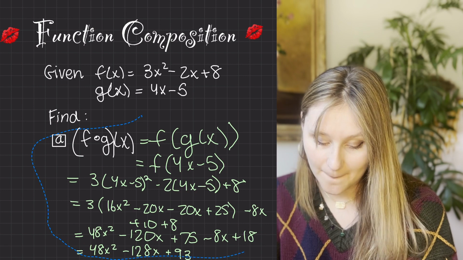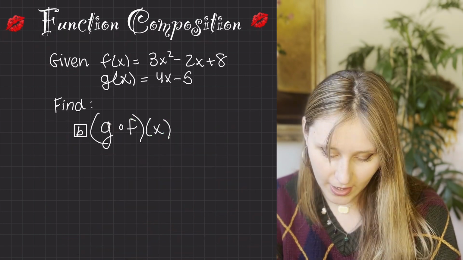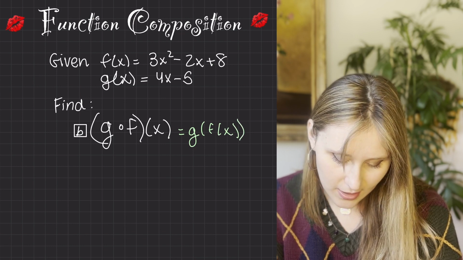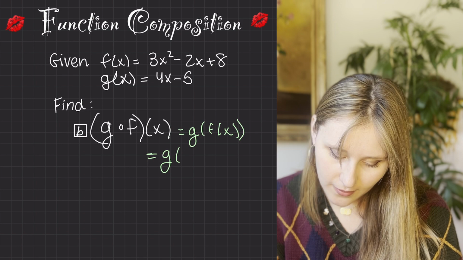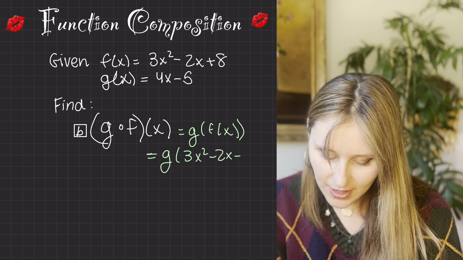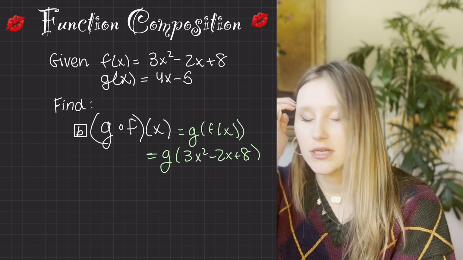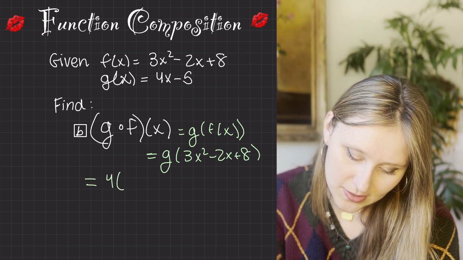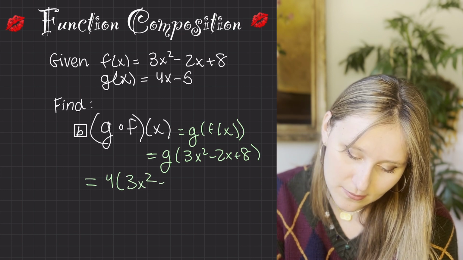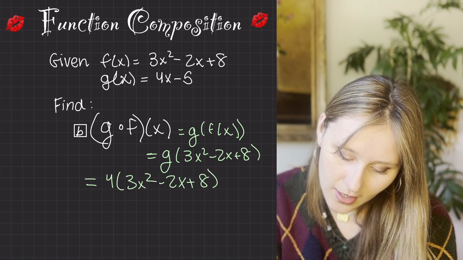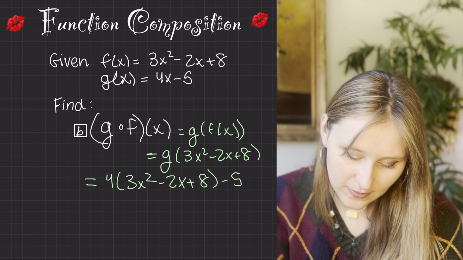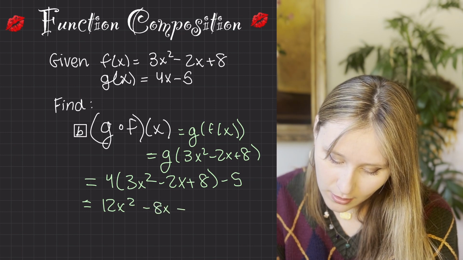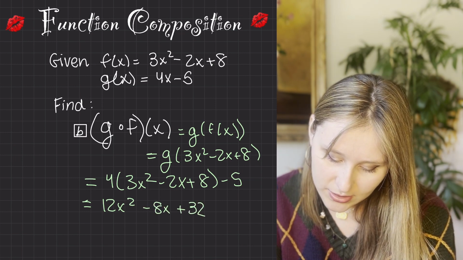we're going to do that one more time, but we're going to do g of f of x. That is equal to g of 3x squared minus 2x plus 8. Oh, this one's going to be a little bit easier, okay? So then that g is going to be 4 times all of f of x, which is this, and then minus 5. This ain't too bad. Let's do this really quickly. Then we get 12x squared by distributing that 4, minus 8x plus 32 minus 5.